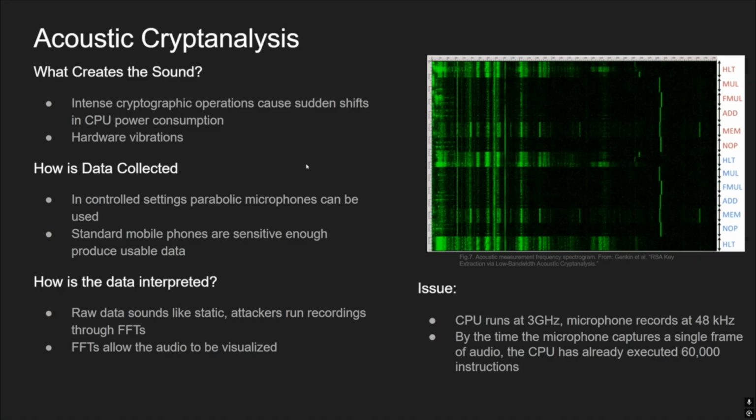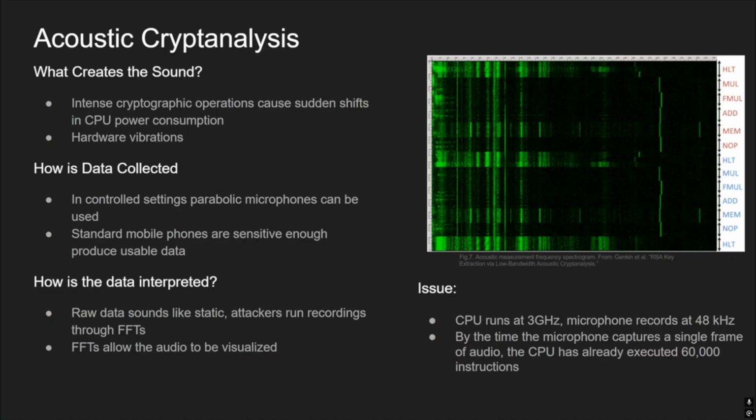To obtain usable data, the raw audio file is run through a fast Fourier transform, or FFT. The FFT converts the audio from the time domain, which is how loud the sound is at a given time, into the frequency domain, a spectrogram showing which pitches are present. But there's one issue still.